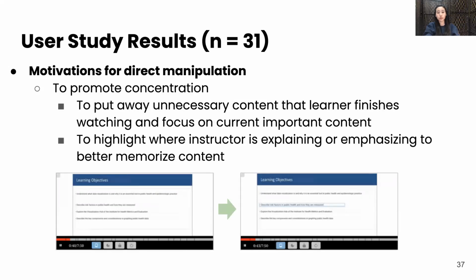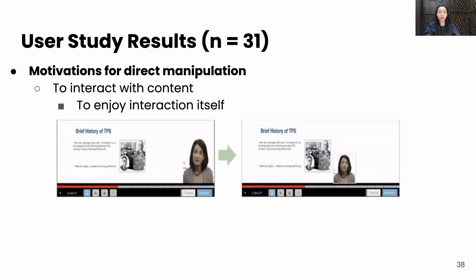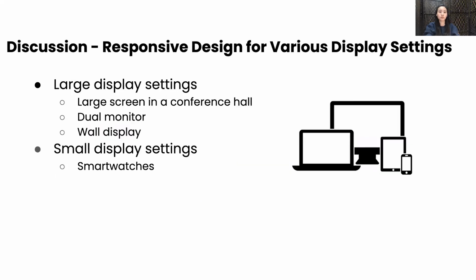The second motivation was to promote concentration. They used direct manipulation to put away the content they finished watching or highlight important parts. Lastly, it was used to interact with content. Several participants enjoyed the feeling of interaction itself and used it without pragmatic goals. They expressed excitement about the interactivity.